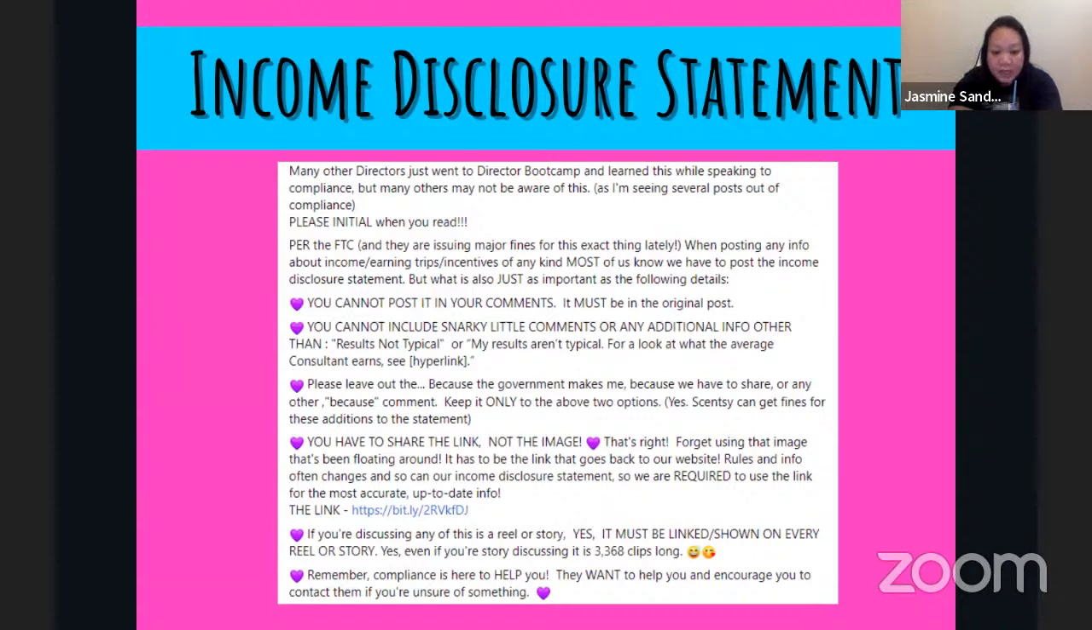So if you look at 1, 2, 3, let's look at the first heart. You cannot post it in your comments. It must be in the original post. So for example, I'm going to be going on this trip to Alaska soon because I earned it through my Scentsy incentive. I'm going to say, I am so blessed to have started my Scentsy journey. Scentsy paid for my trip to Alaska. And then down here, boom, income disclosure statement. It has to be right there in the body and not in the comment section.